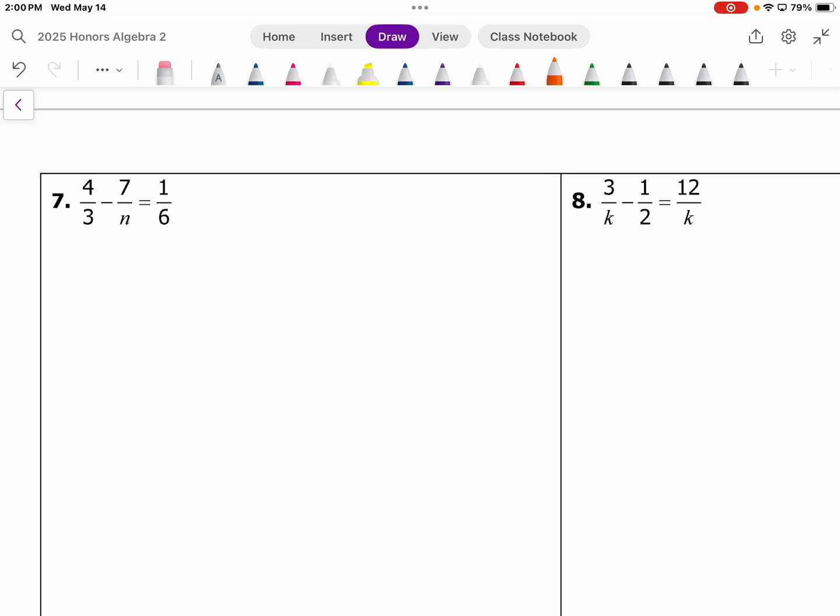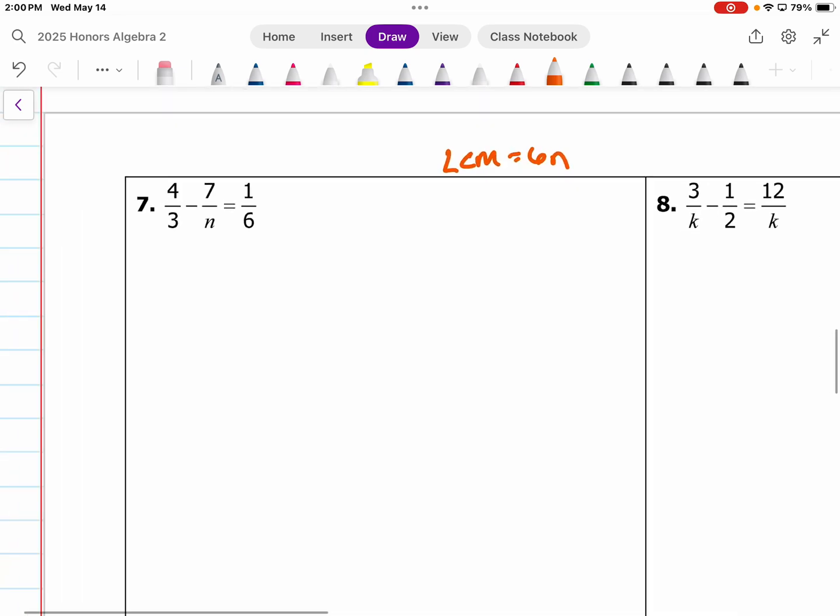Least common multiple on this one is 6n. And so what I'm going to do is multiply each fraction by 6n. If I look at my denominators, does 3 go into 6? Yes. So the least number multiple is 6. And then we have the random letter n, so I have to use 6n as my combined least common multiple.